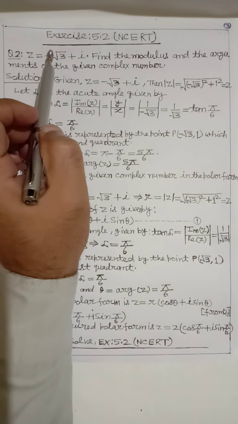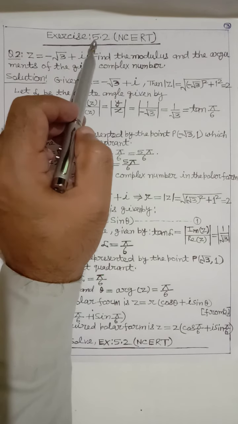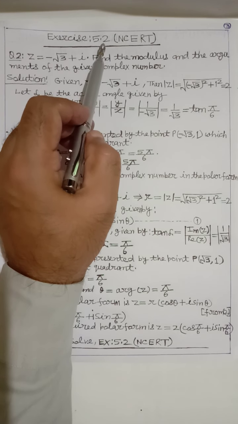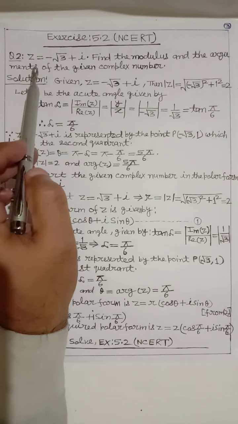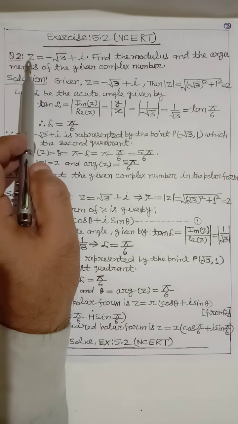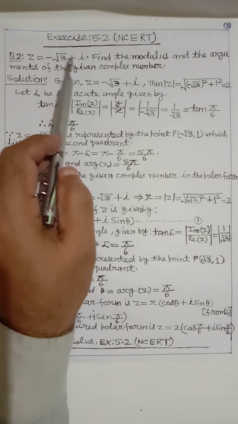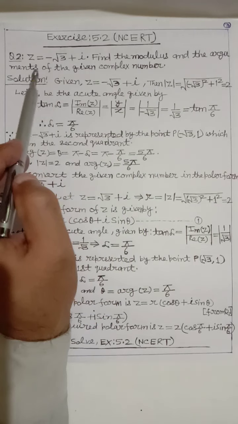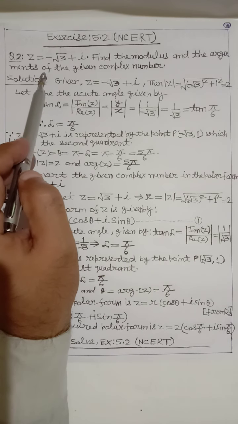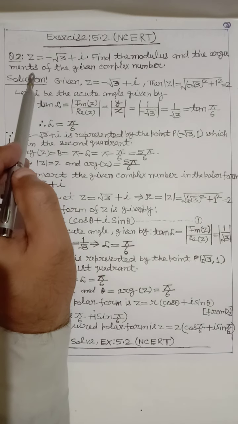Now we will discuss the solution of the questions of exercise 5.2 from NCERT. Question number 2: here z, this is small z, is equal to minus root 3 plus i. Find the modulus and the argument of the given complex number.